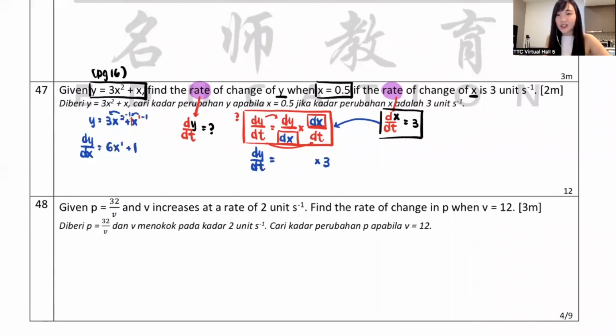Can you guys see that? Don't sub this in, my dear. I want to get an answer. An answer is a number. It's not something with x. So can anyone tell me, even though my dy dx is 6x plus 1, is there any x number for me to sub inside? Very good, Katana.